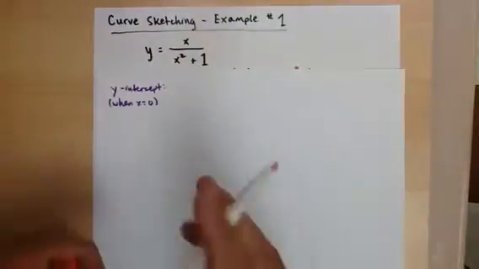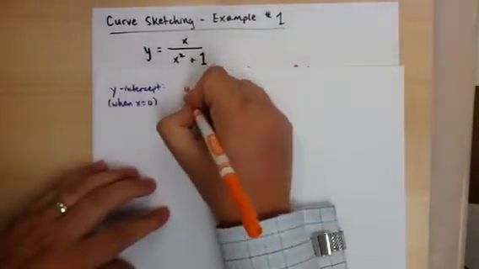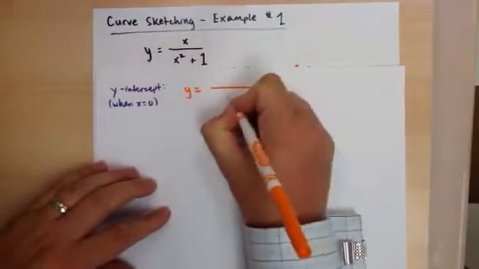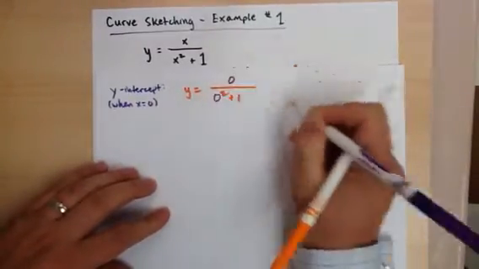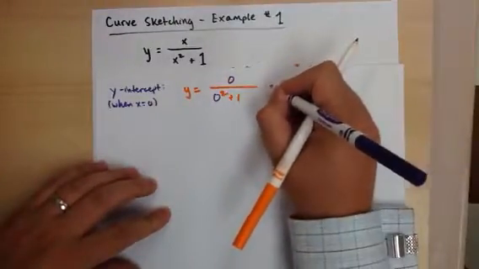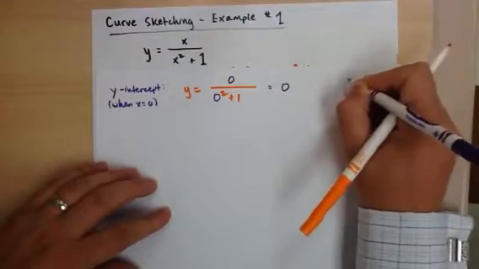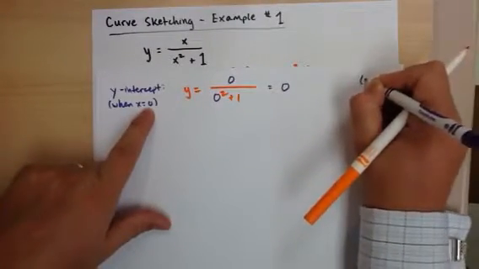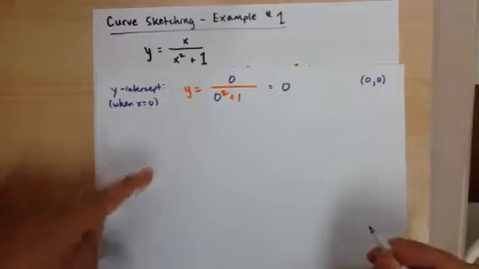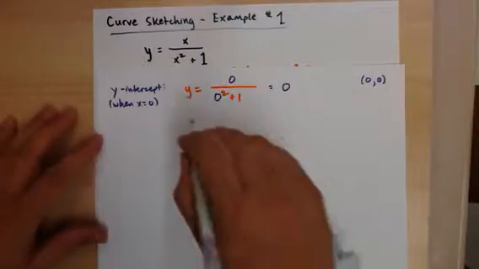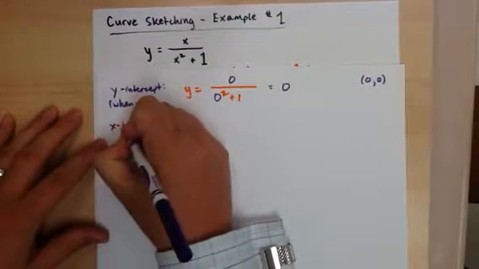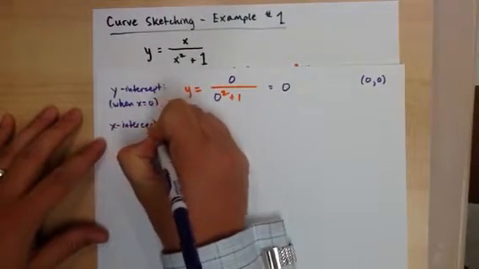So y equals 0 over 0 squared plus 1, so that's 0. So I have a point. Now think about it. I put x equals 0. So I know a point that's on my graph, 0, 0. Some students actually graph as they go. I generally like to just kind of get the attributes out of the way that are asked of me and then go from there. X-intercept, okay?